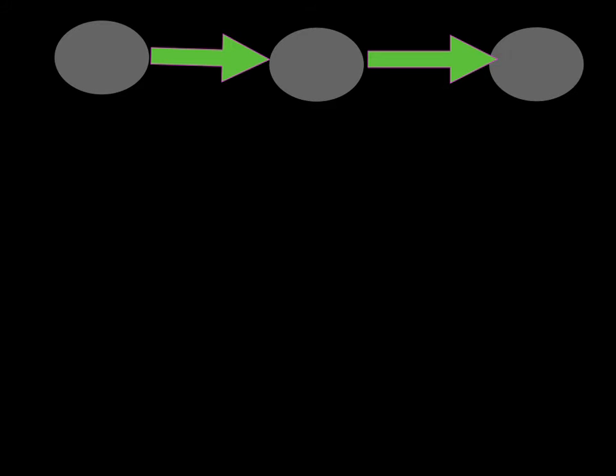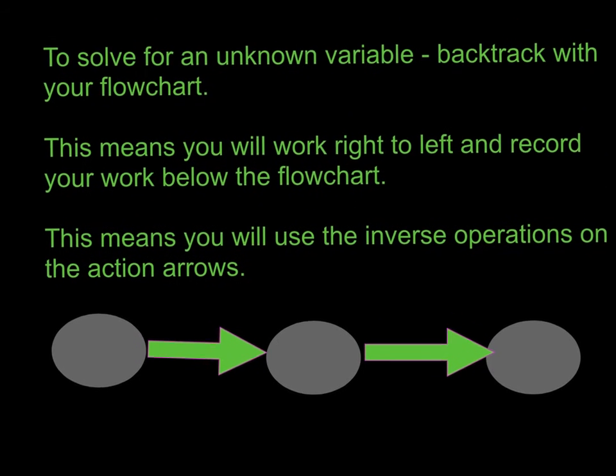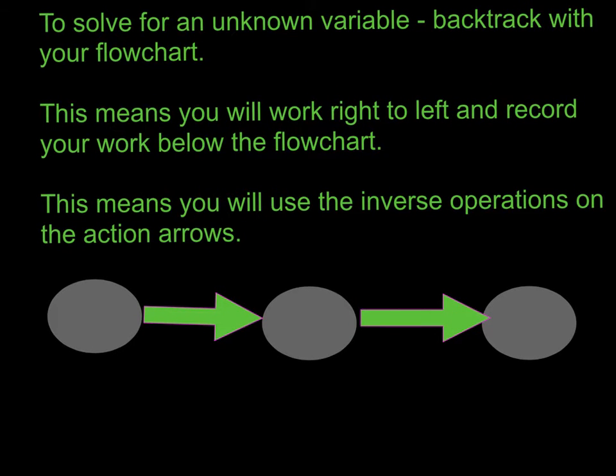So far in this video, we've talked about flowing forward with our flowcharts. And at this point, I want to recognize that that was when we were moving left to right and evaluating an expression. The rest of the video is going to focus on solving for the variable in an algebraic equation. So to solve for an unknown variable, we're going to backtrack with the flowchart. This means you will work right to left, and you're going to record your work below the flowchart. This means that you will use the inverse operations on the action arrows.